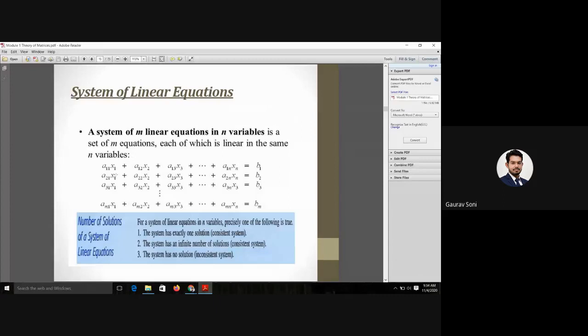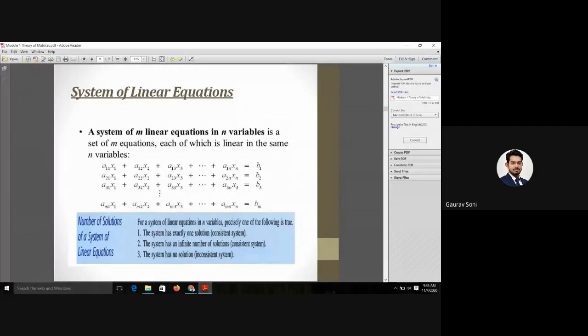So you can count the number of rows: a11, a21, a31, and am1. It means that I have m linear equations, and the unknowns are x1, x2, x3 up to xn. So the system of m linear equations in n variables is actually a set of m equations.